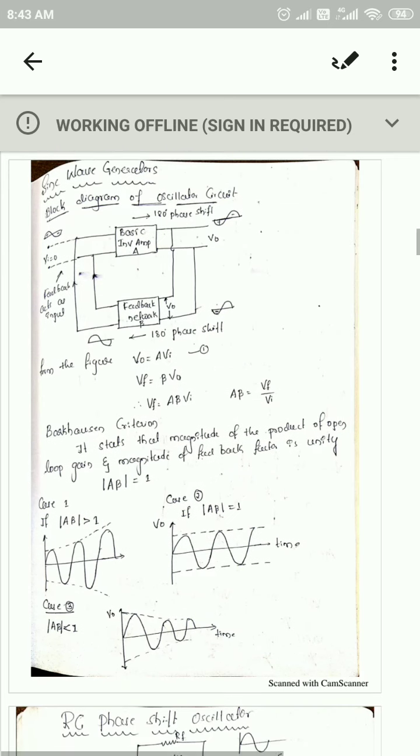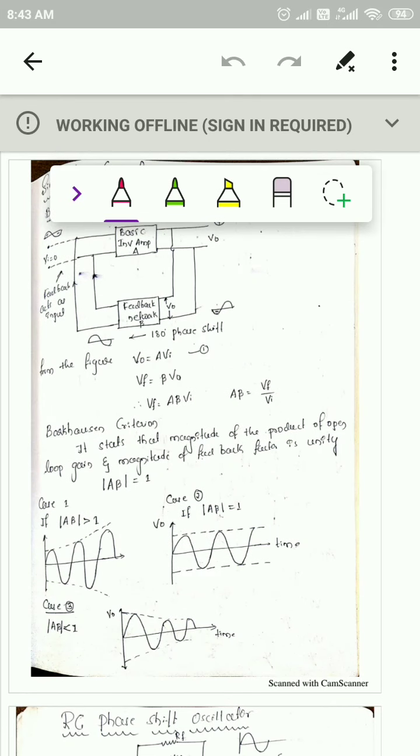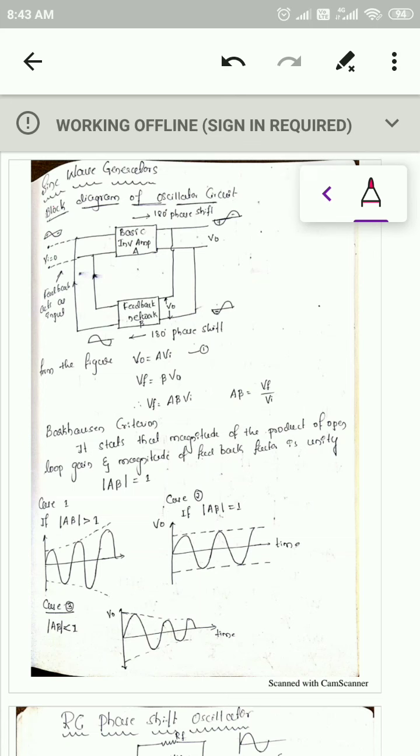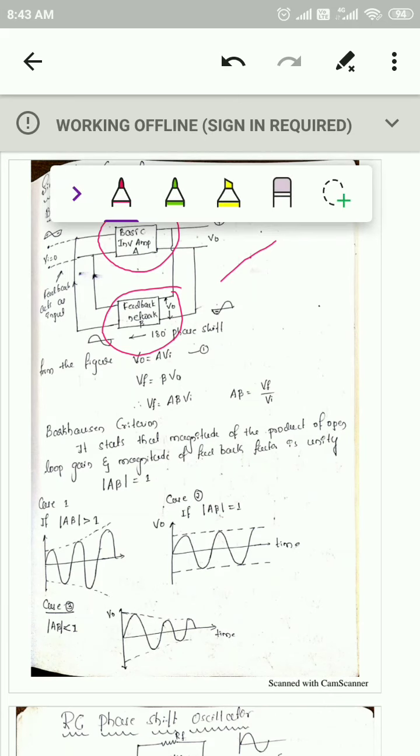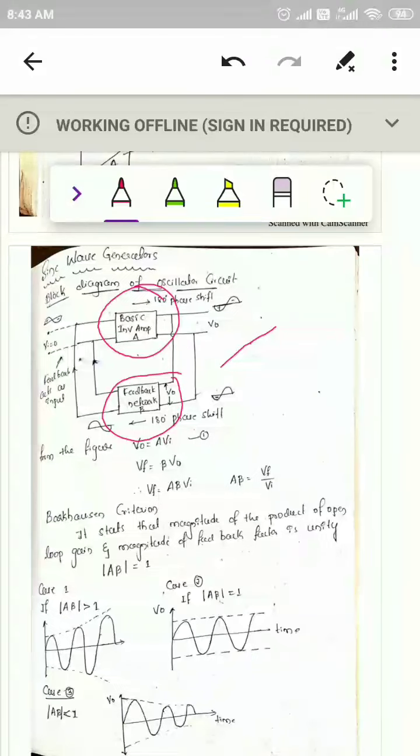Here is a block diagram representation of any oscillatory circuit. It consists of two paths: a forward path and a feedback path. In the forward path an inverting operational amplifier is used, so if you give a sine wave input, it will produce an inverted sine wave.